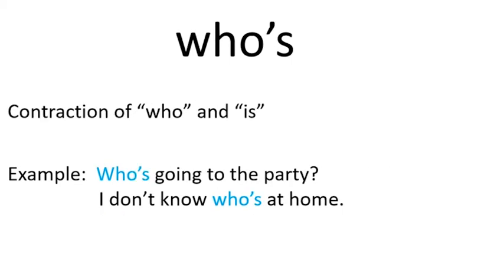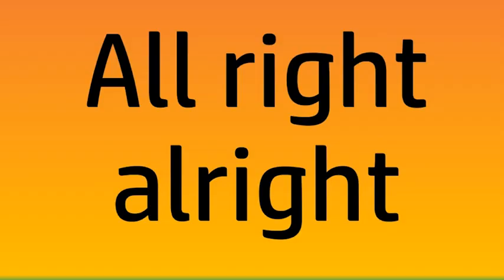However, who's with the apostrophe S right here means a contraction of who and is. Who's going to the party? Who is going to the party? Or, I don't know who's at home. I don't know who is at home. Pretty simple.